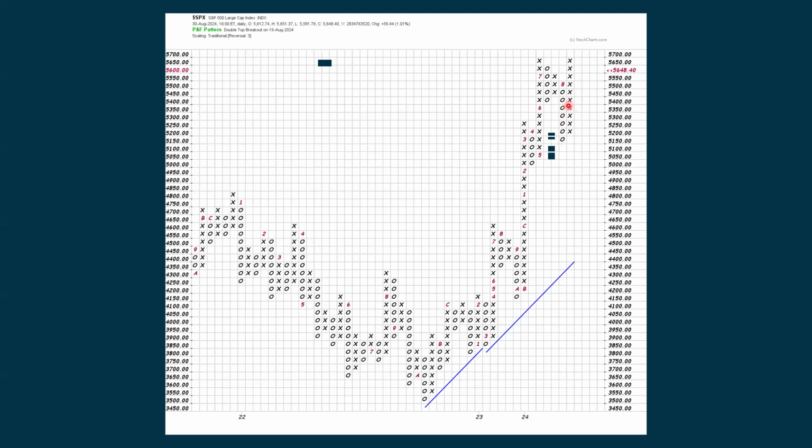Now, if we start to see a decline, we'll expect to see more O's in here, but we, of course, don't know if that's going to happen or not. If we continue to go up, then we'll see more X's that are drawn.